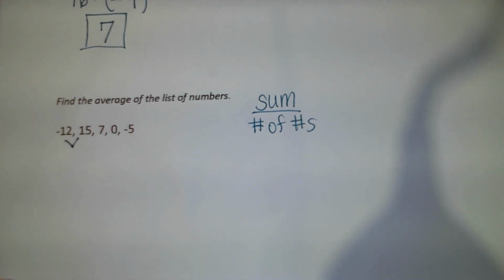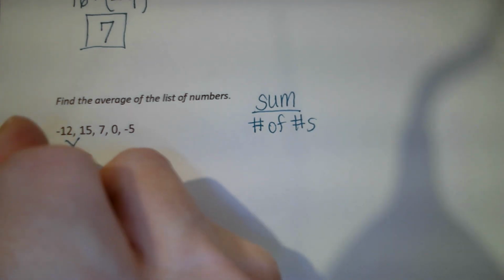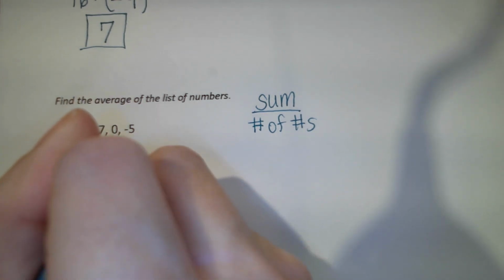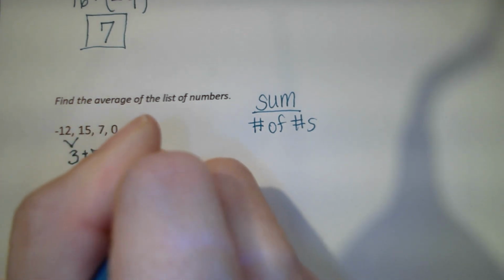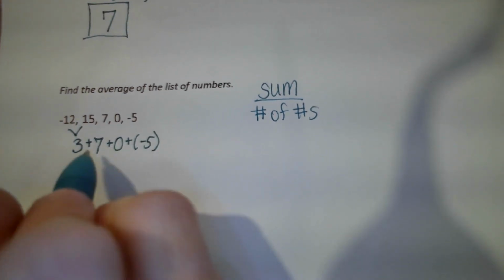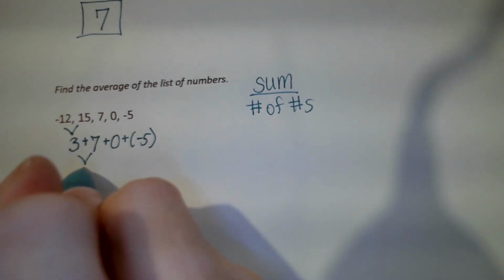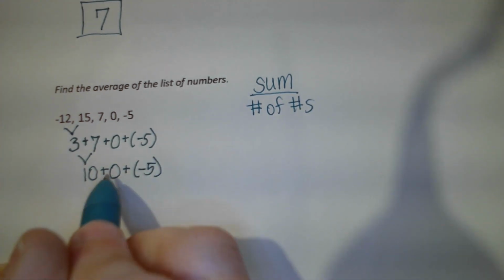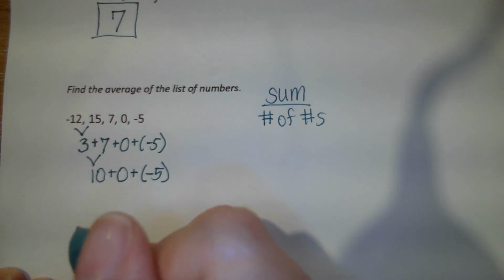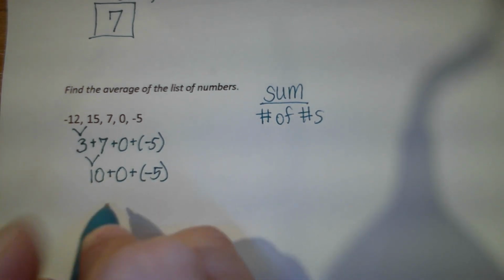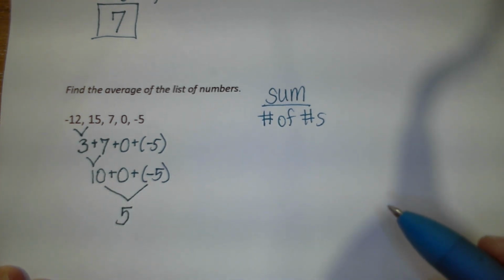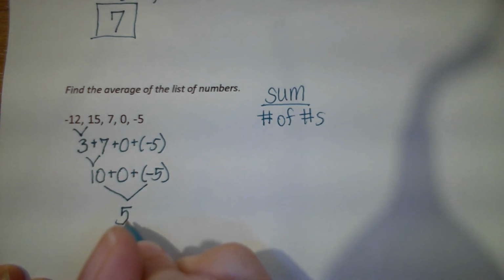So I'm gonna start with negative 12 plus 15. Negative 12 plus 15 is positive 3. So then I'm gonna add positive 3 plus 7 plus 0 plus negative 5. Now I'm gonna keep going from left to right. So 3 plus 7 is 10 plus 0 plus negative 5. I'm going to cancel out the 0 at this point because I don't need to keep writing it. So I'm just going to do 10 plus negative 5, which is positive 5. So our sum is positive 5.